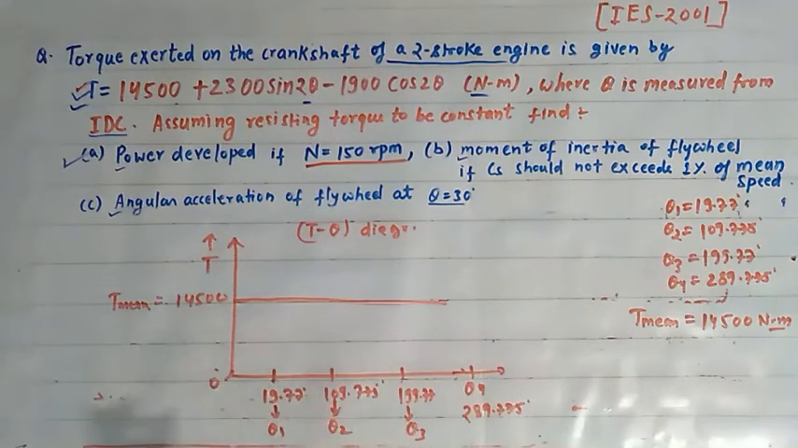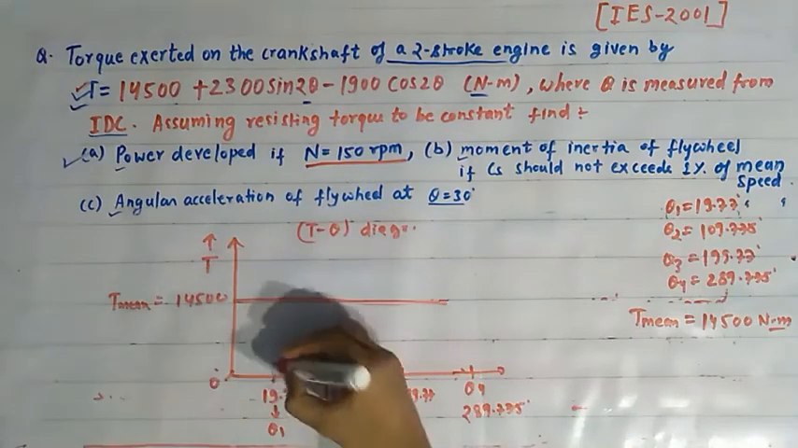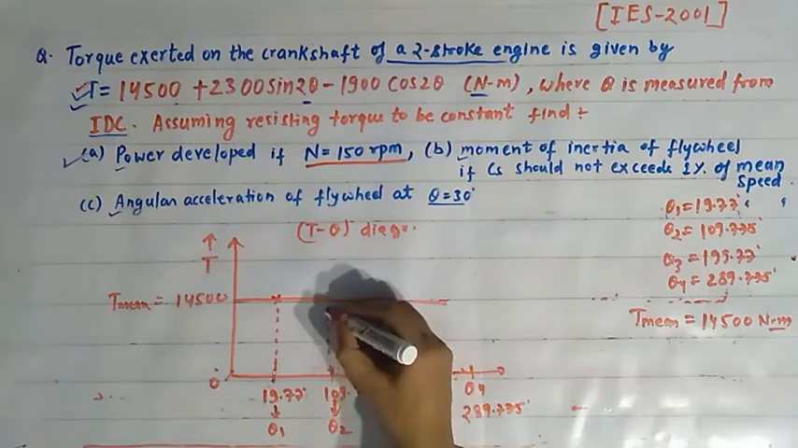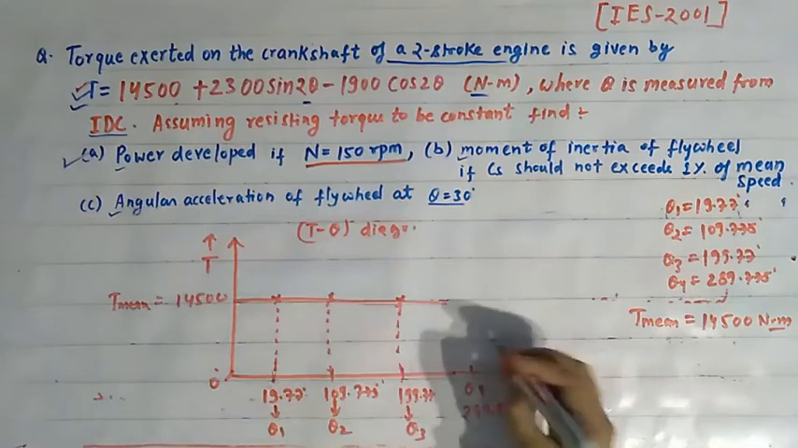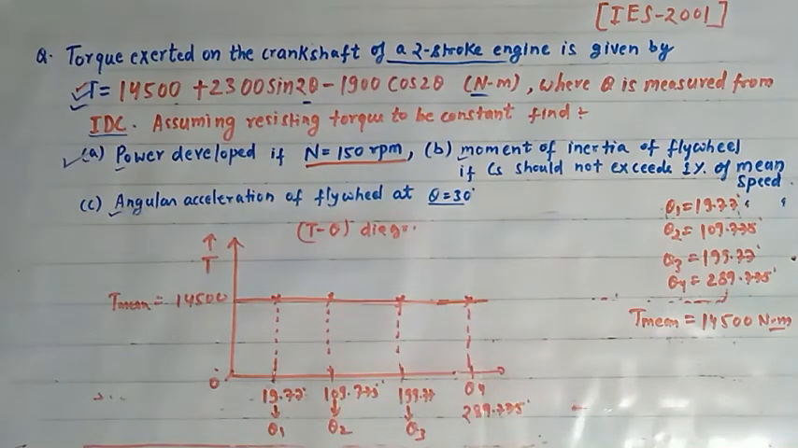Now I will connect these terms, that is using this line I will mark the point over this T mean line. Okay, here. This is the construction of the diagram. This is the step for construction of diagram.